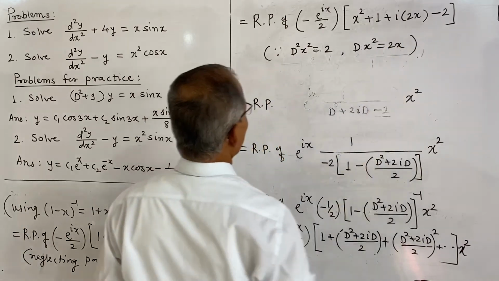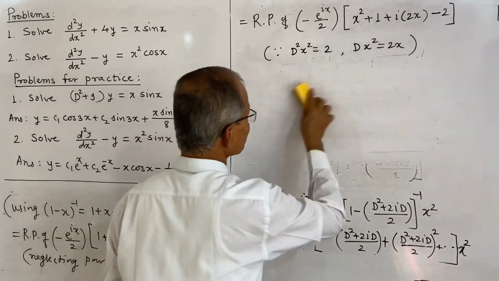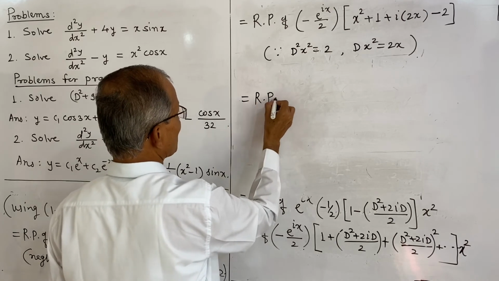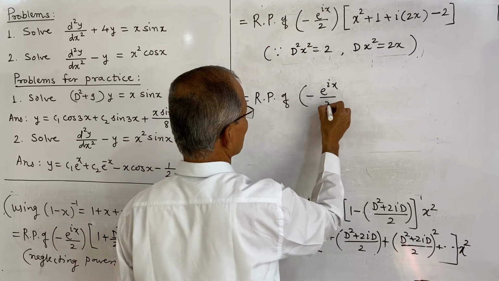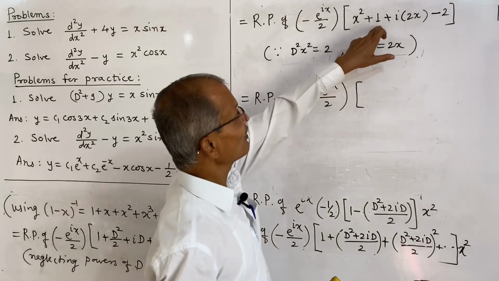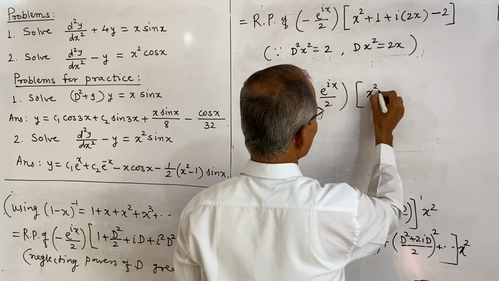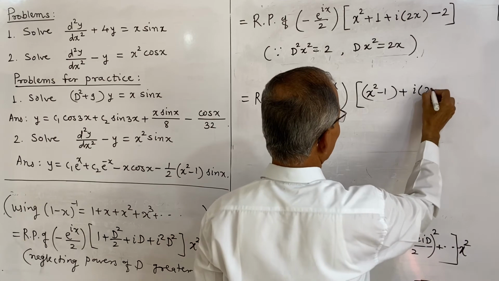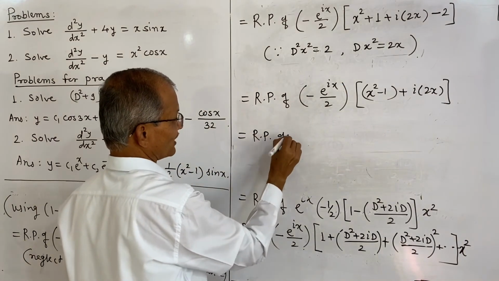And thus the real part of this is equal to minus e power ix divided by 2, and into bracket. We simplify this and see 1 minus 2 is minus 1, so it is x square minus 1 plus 2ix, or I into 2x, and we want to get the real part of this complex expression.